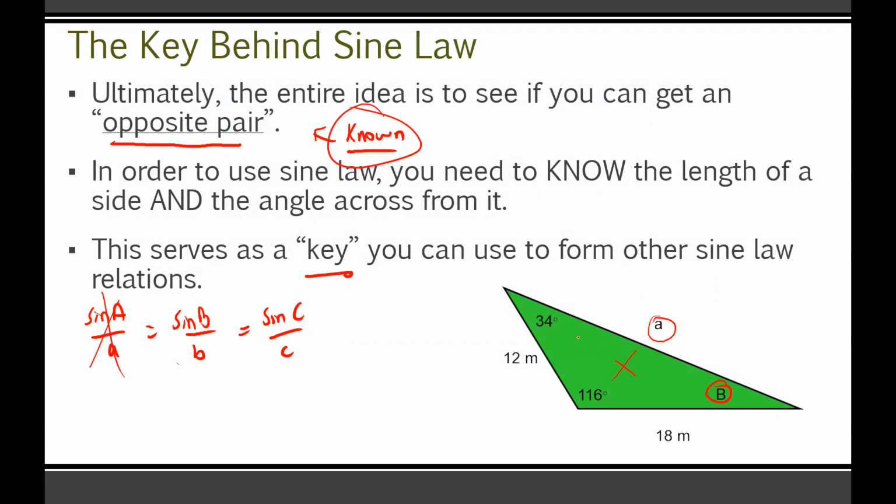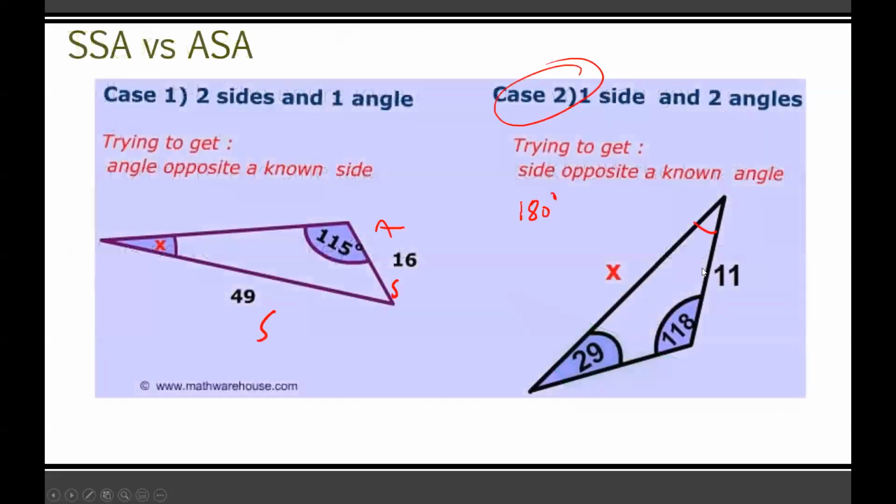But here's the key. We know this angle, 34 degrees, and we know the side length directly across from it. That right there, the 34 degrees and this 18 meters, would be useful as a key. So in this triangle, we can use sine law. If I go back to that picture here, notice we can use sine law. Let me just erase all my little scribbles here.